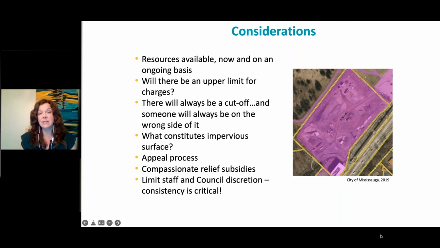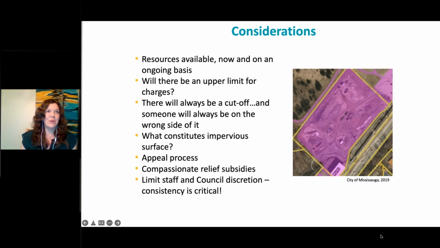So there are indeed some very, very large, hard surface heavy properties in Mississauga that have stormwater charges going into the hundreds of thousands of dollars. There will always be some kind of a cutoff, and someone will always be on the wrong side of it or perceived wrong side of it. So for example, I mentioned the residential tiered system, and without fail, you will have some residential properties that are 0.1 square meters over into the next larger tier.